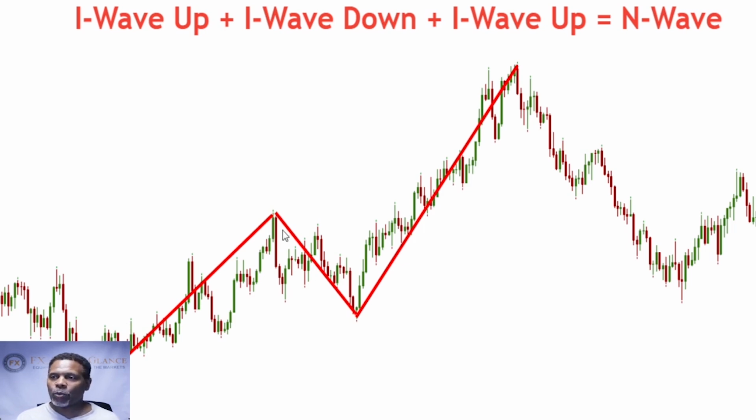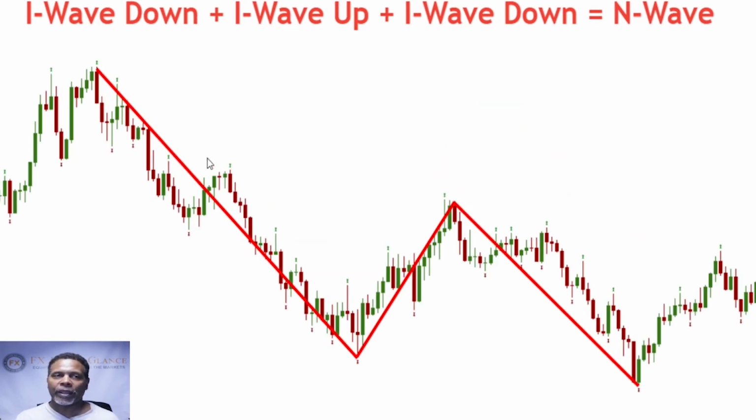This is a bullish N wave. And here you see a bearish N wave. I wave down, I wave up, I wave down. A 3 wave formation, a 3 wave move. This is the basis of Ichimoku. All right. So that's a 3 wave move formation.